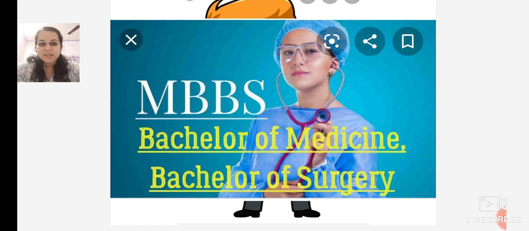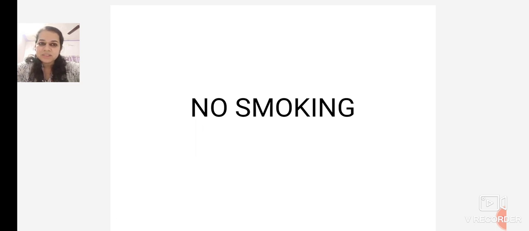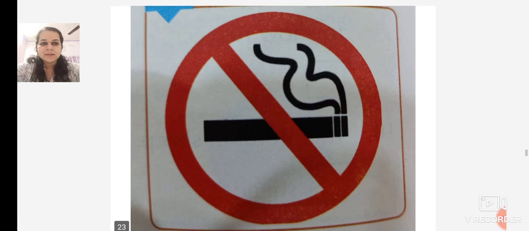Students, now we move ahead with the B question. The B question is, where will you see these signs? Where do you see the sign of no smoking? The sign of no smoking is like this. Where do you see this sign? On a street or at a petrol pump? On a street you see this sign?